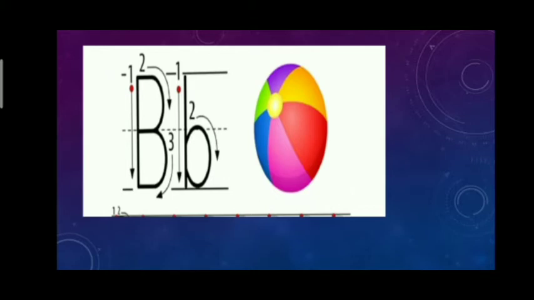Now we'll make small b. Next to it is small b. Starting with the red dot, looking at the arrow, a standing line. Now number 2, looking at the arrow, make a curve.